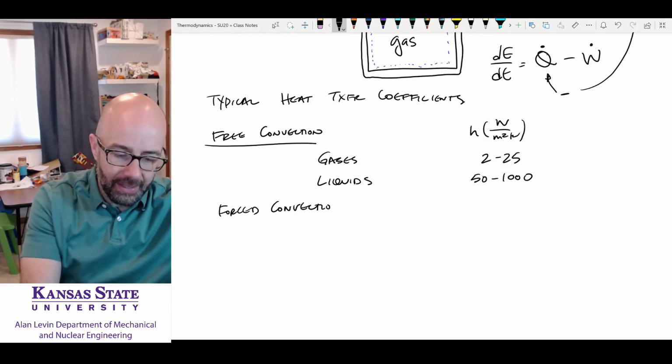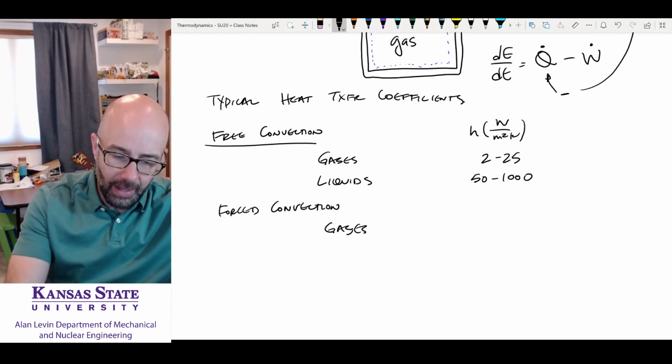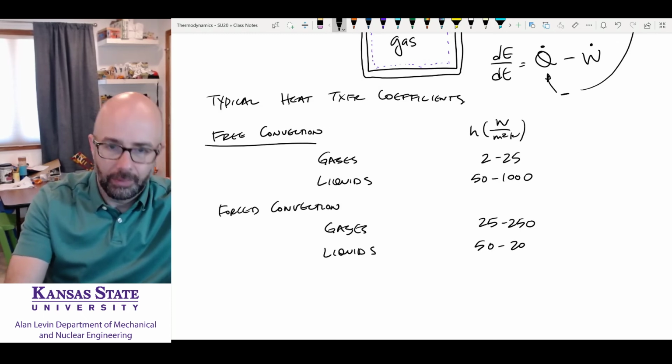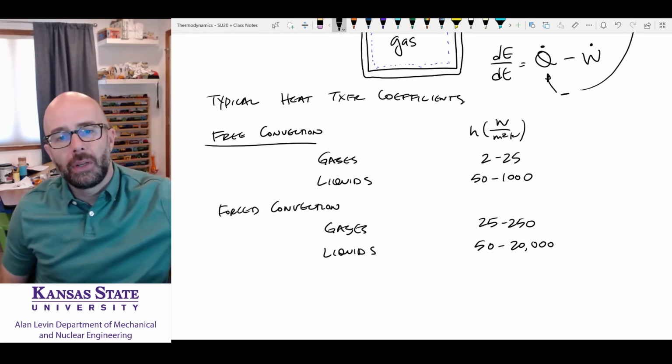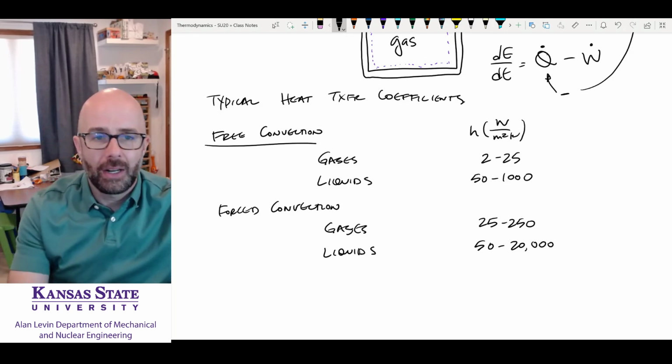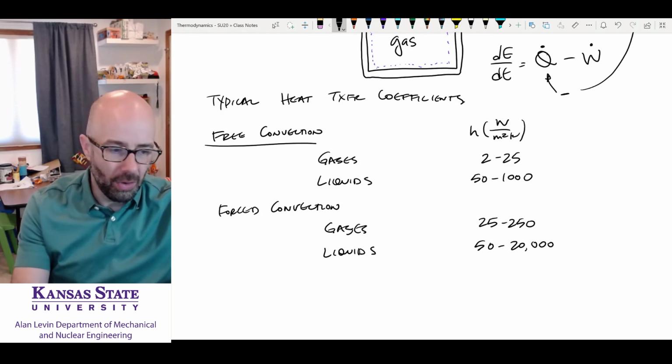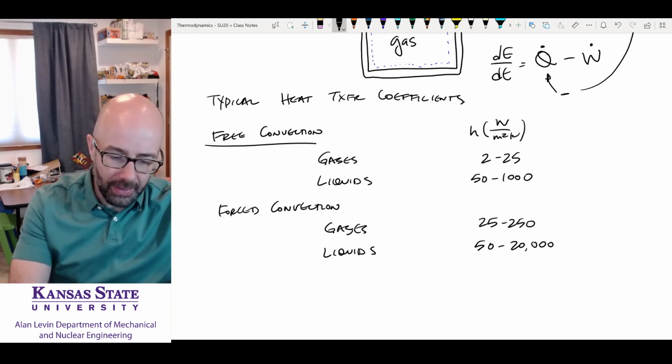Okay, in forced convection, we're going to have gases that are going to be between 25 and 250, and liquids that are between 50 and 20,000. Okay, so we want to do what we can to get ourselves into a liquid state or gaseous state and make sure that we're either forced or free, depending on what's going on, to write this equation. Q dot is equal to hA times delta T.